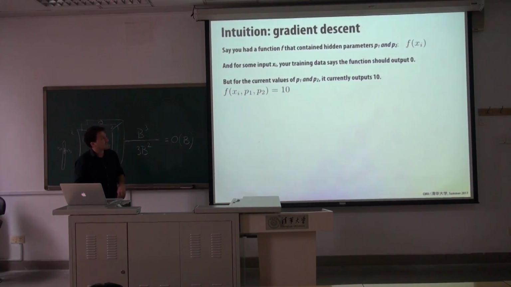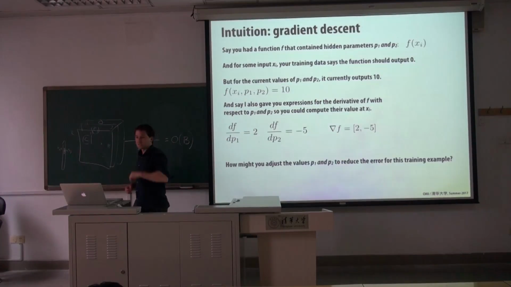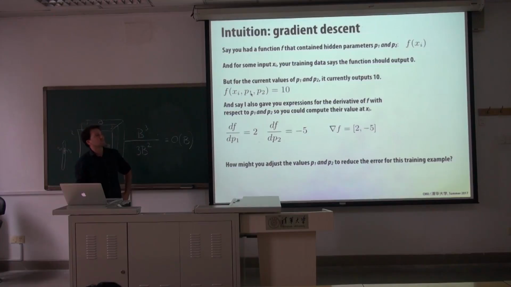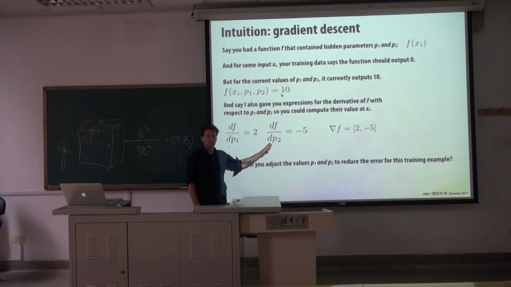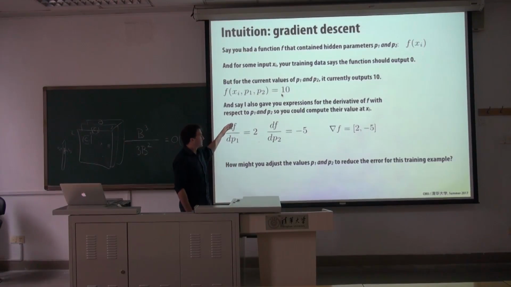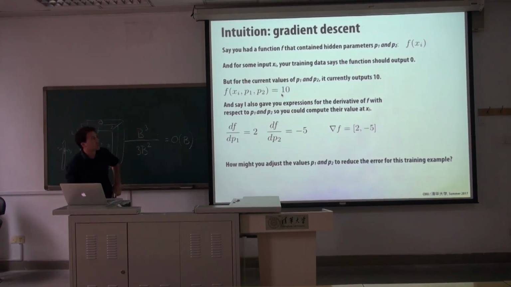Right? So to give you a little example, let's imagine we have a simple function here, and it takes 2 parameters, p1, p2. And let's say that we want to set those parameter values so the function is 0. We want to minimize the function. But with the current values of p1 and p2, the function outputs 10. And now let's assume that I also gave you the derivative of the function with respect to those 2 parameters. df dp1, df dp2. So df dp1 is 2, df dp2 is -5. Or in other words, I'm giving you the gradient of this function.